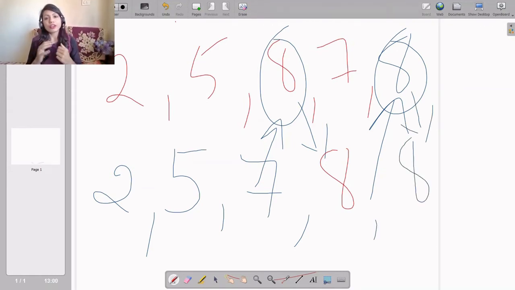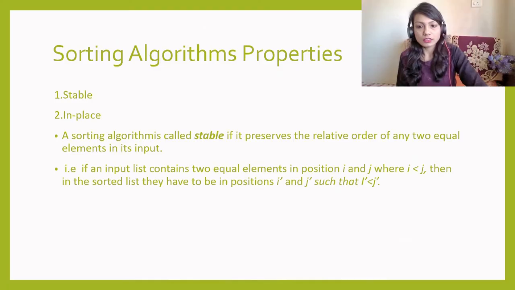That is, if elements have equal value, the one which appears first should appear first, and the one which appears second should appear second. Otherwise, the algorithm is called unstable. So your algorithm has to be stable. If we consider the example of unstable, it would be 2, 5, 7, and then this 8 would come here and this 8 would come there. That is known as an unstable sort. But your algorithm has to be stable.